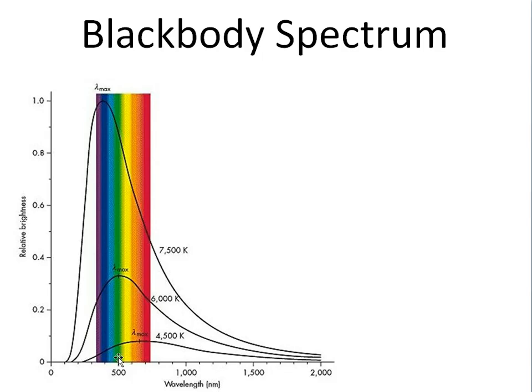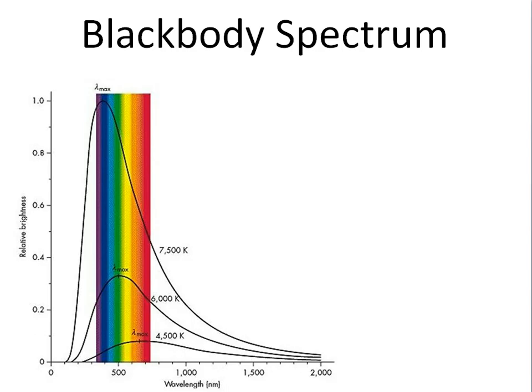So 500 nanometers is green light, 700 nanometers is red light, and a little bit less than 400 nanometers is violet light. This is ultraviolet over here, this is infrared. And this curve, this blackbody curve, tells you if you have an object which is at 6,000 Kelvin, how much light it's producing at each of the wavelengths.